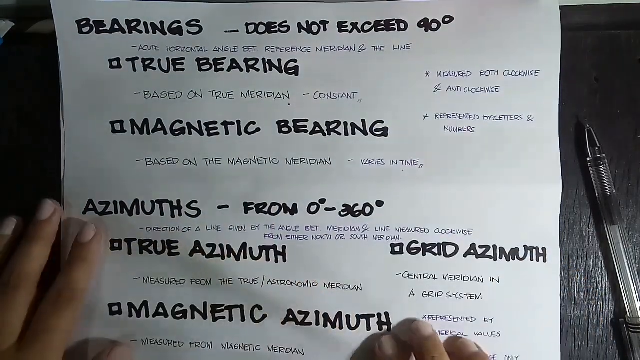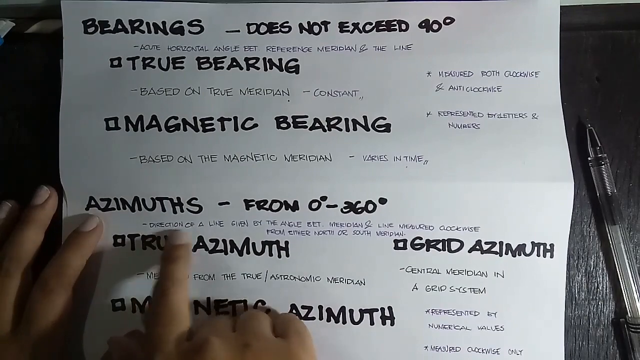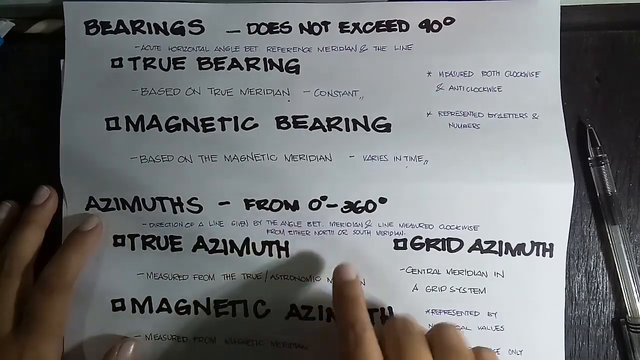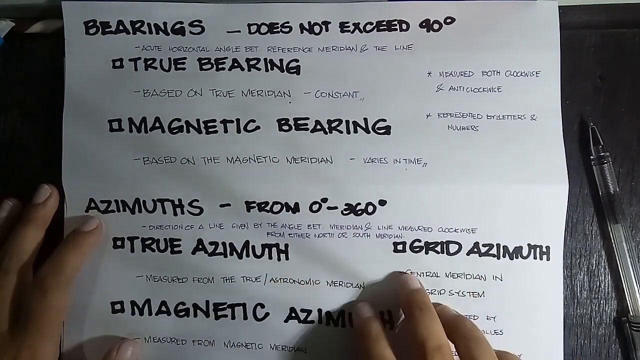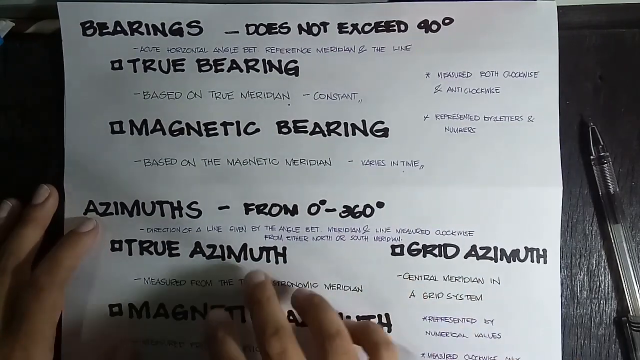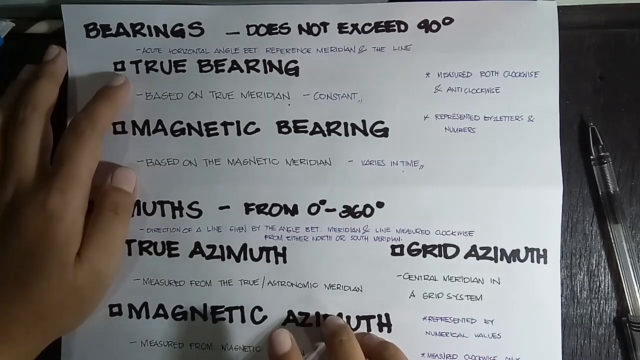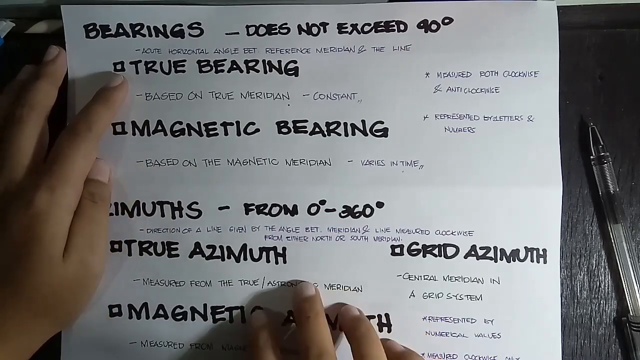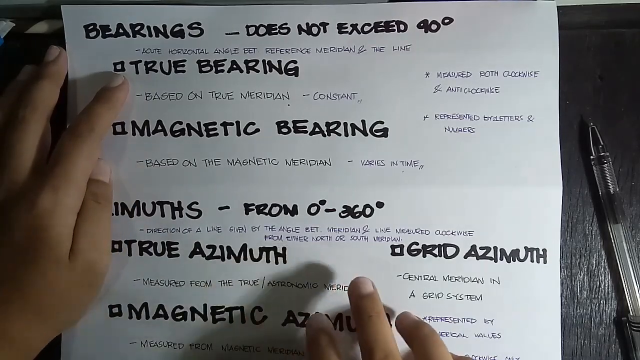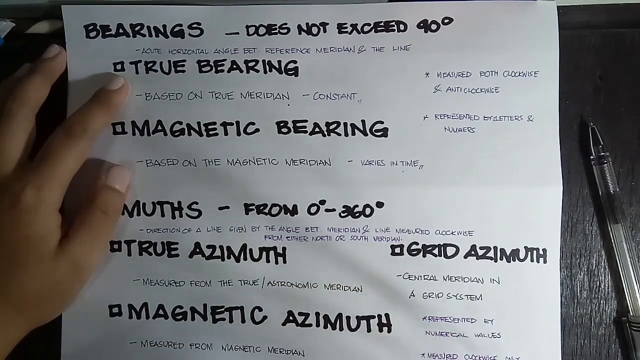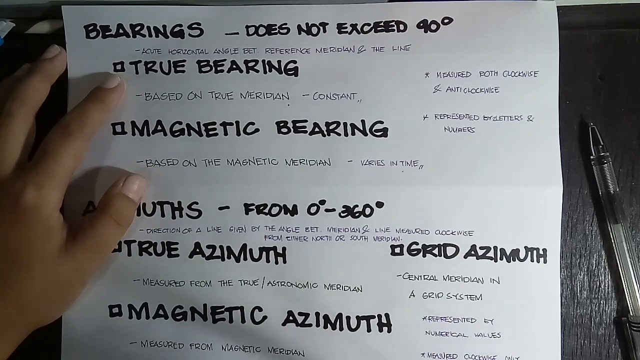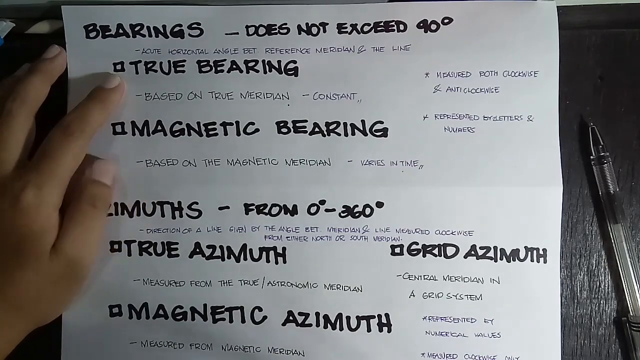The azimuths naman, azimuths are direction of a line given by the angle between meridian and the line measured clockwise from either north or south meridian. Yung azimuths, unlike doon sa bearings natin na hindi nag-exceed ng 90 degrees, yung azimuths ay from 0 degree to 360 degrees. So, nare-represent din siya ng numerical values at ang measure naman sa kanya ay clockwise direction lang.